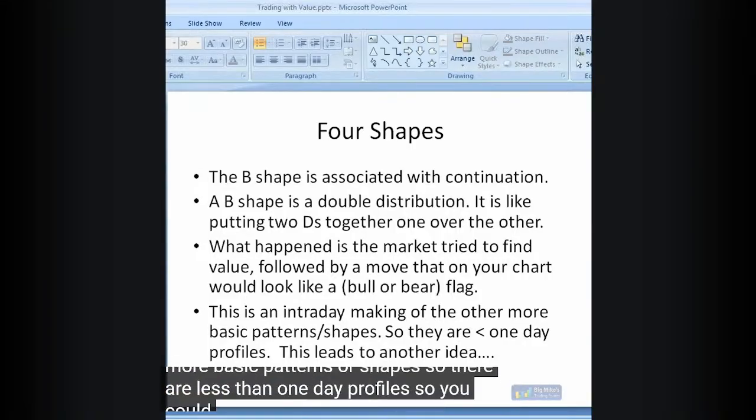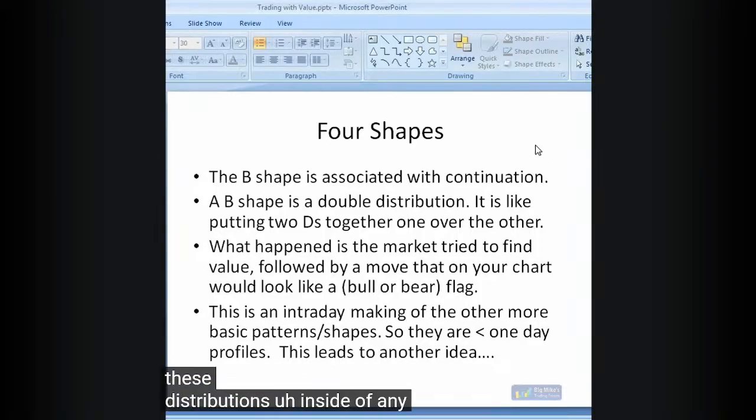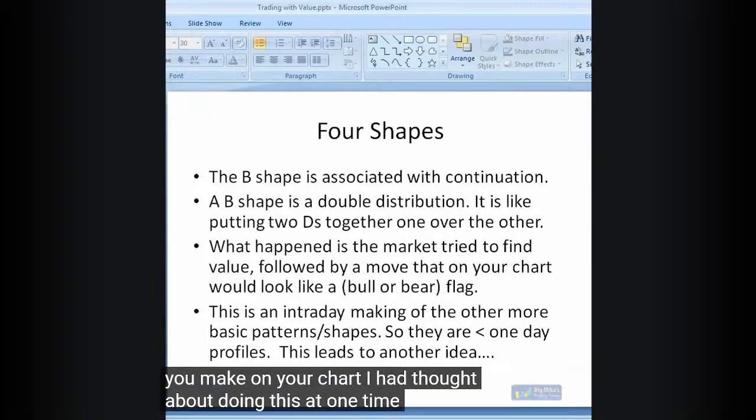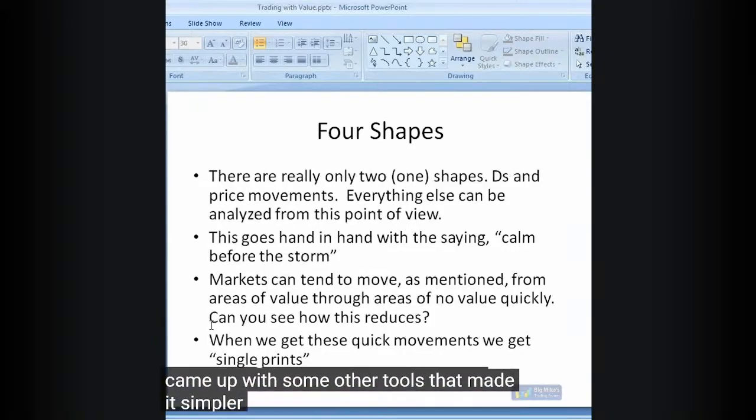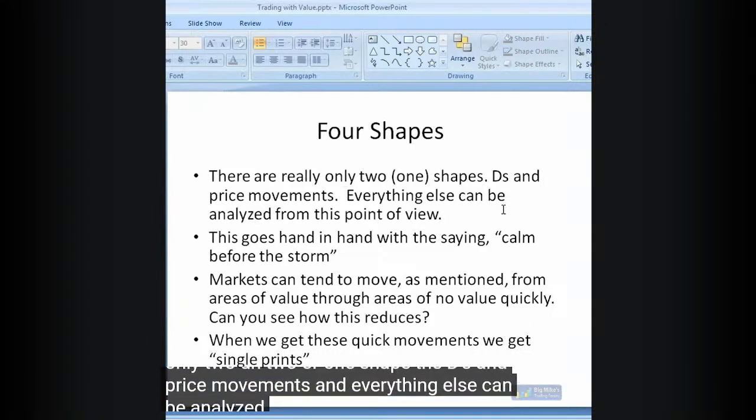So you could, I know some people developing software that enables you to see these distributions inside of any box that you make on your chart. I had thought about doing this at one time, but then I came up with some other tools that made it simpler for me. There are really only two or one shape, the Ds, and price movements, and everything else can be analyzed from this viewpoint.